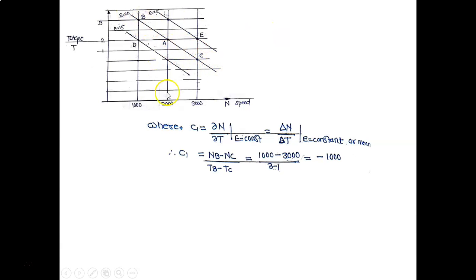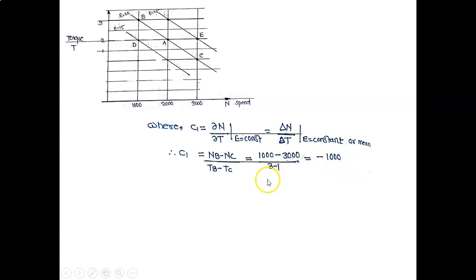What is delta n? We will take any 2 points. Therefore, C1 is equal to NB minus NC divided by TB minus TC. What is NB? NB is equal to 1000, NC is equal to 3000, TB is equal to 3 and TC is equal to 1. Therefore, 1000 minus 3000 divided by 3 minus 1 is equal to minus 1000. This is the value of C1.